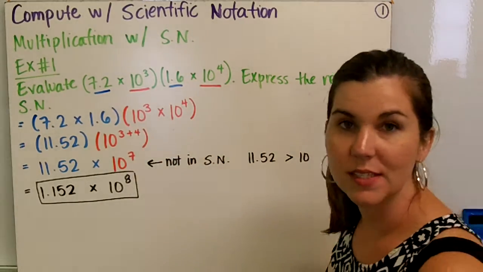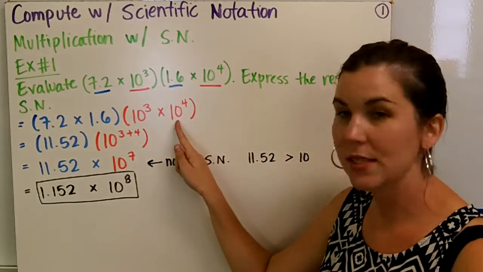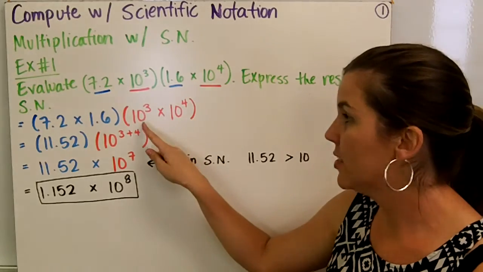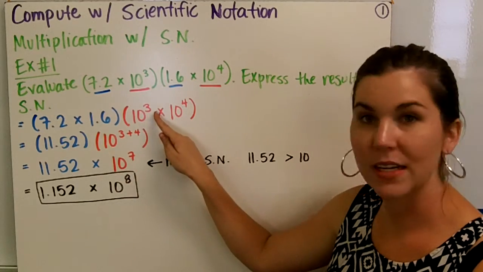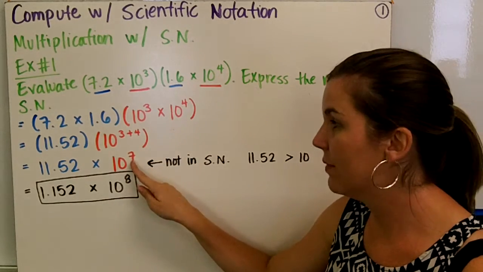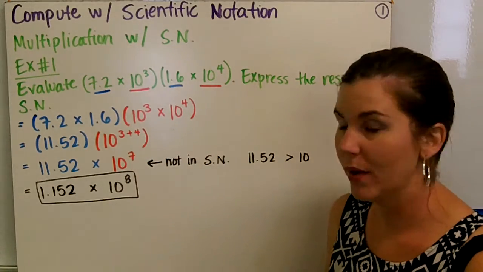Now from a previous lesson, you know that when you have like bases and you're multiplying them, you keep the base and you add the exponent. So keep base 10 and add the exponent 3 plus 4. So 3 plus 4 gives you 7. So now I have 10 to the 7th power.